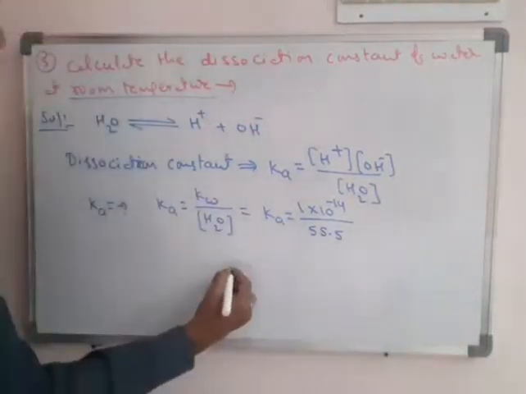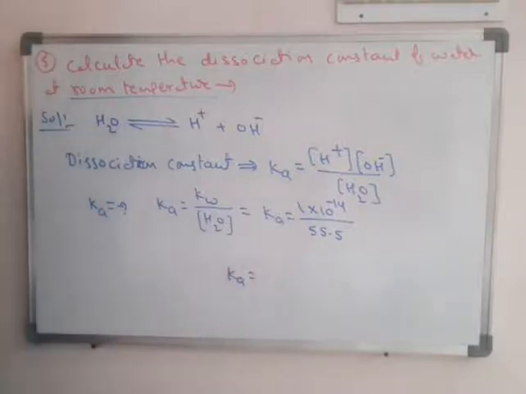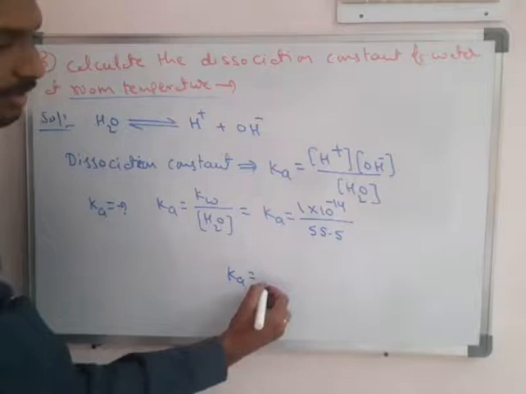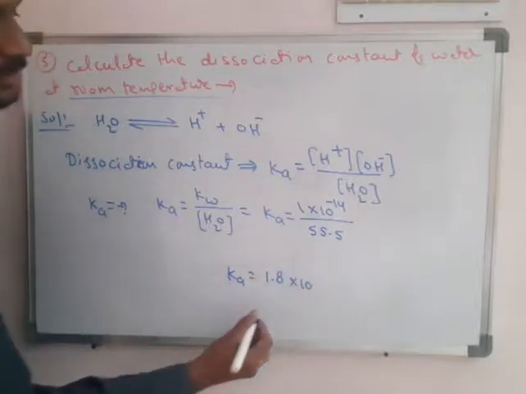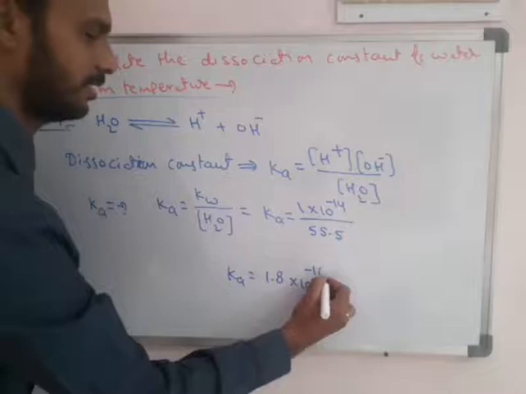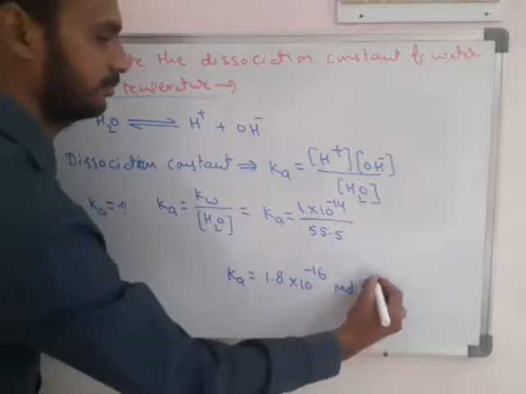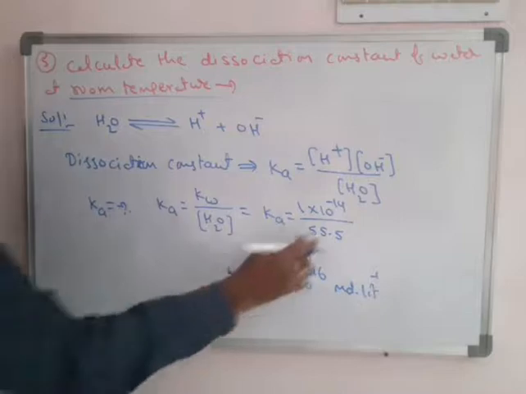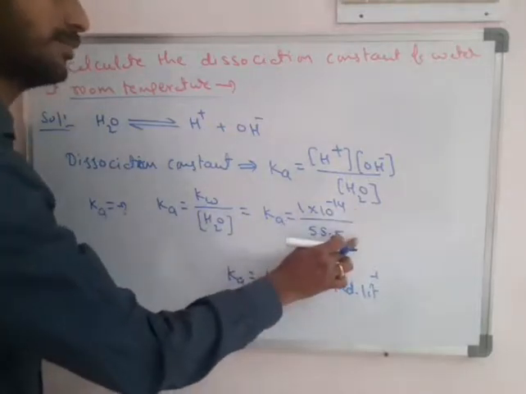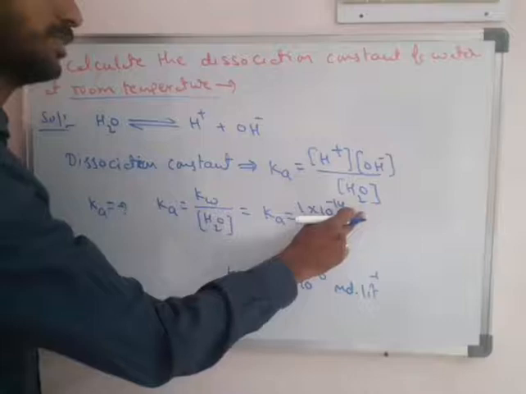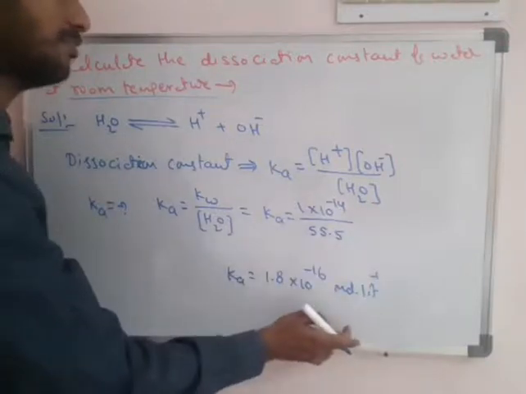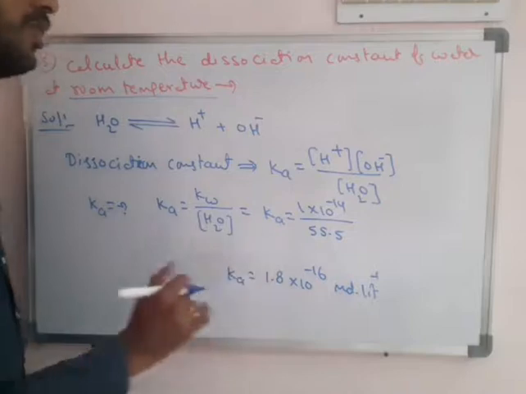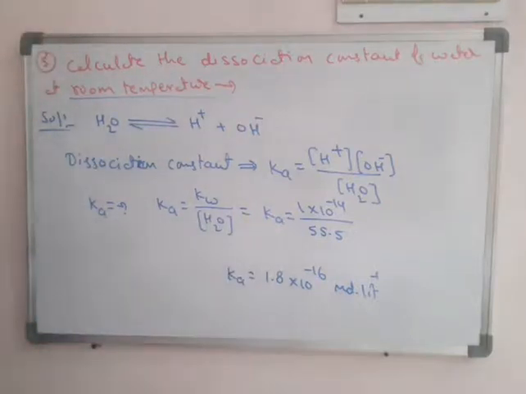55.5. So finally we got the Ka equals, on this overall calculation, 1.8 into 10 to the power of minus 16 moles per liter. This is moles square per liter square, this is moles per liter, moles per liter get cancelled. Finally we got moles per liter. So writing the units is also very important in these problems. Okay, we'll see the next one.